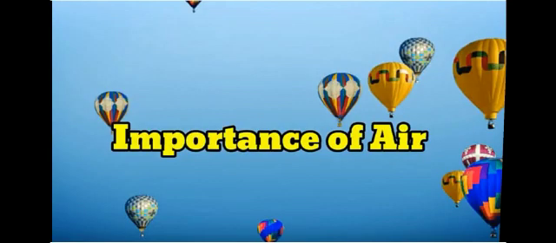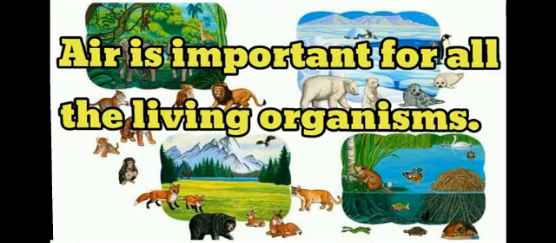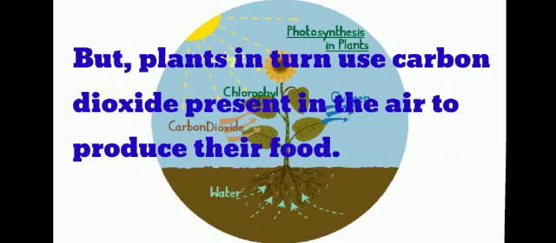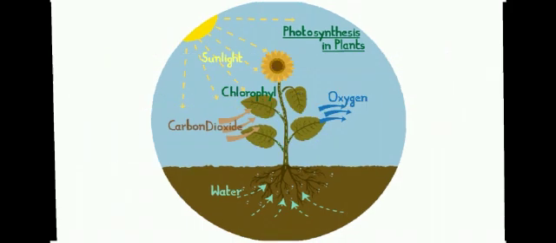Importance of air. Air is important for all living organisms. Without air, no life can exist on the earth. We take oxygen from the air and release carbon dioxide, but plants in turn use the carbon dioxide present in the air to produce their food. That process is called photosynthesis.